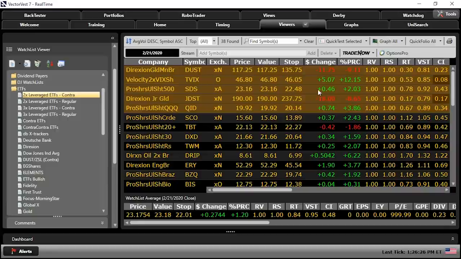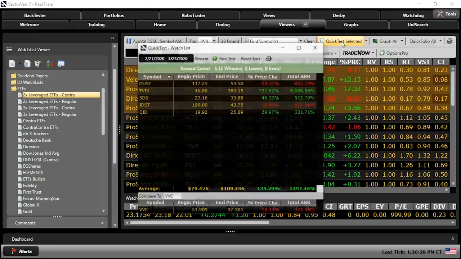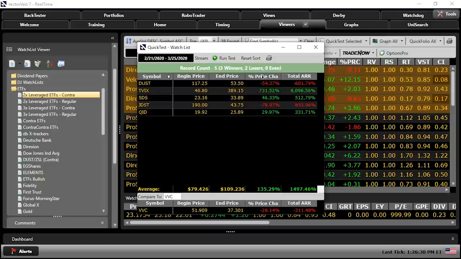All right, let's do a quick test selected, the top five. Now, this is a little skewed. Why? The TVIX was up 731%. That's because we had a begin price of 46.80, but during the time of this test, the TVIX did split. So I'm going to look at that number and go, wow, that's a lot. But if you were still holding TVIX, even through the split, you still would have made good money over this time period.